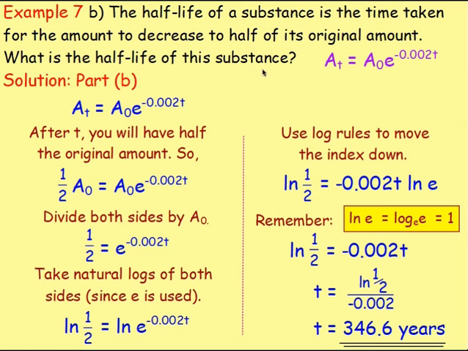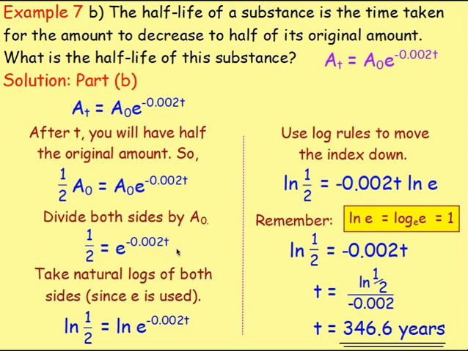Something that you have to be able to realise is that after a certain amount of time, you're going to have half the original amount. So A naught here in this question was the original amount, so after a certain amount of time, you will have half A naught. So what you can do is replace At with a half A naught. From there, divide both sides by A naught, so you're left with a half equals A to the power of, and again you've got something up here that you're wanting to find. It's the negative 0.002t. We want to find t.